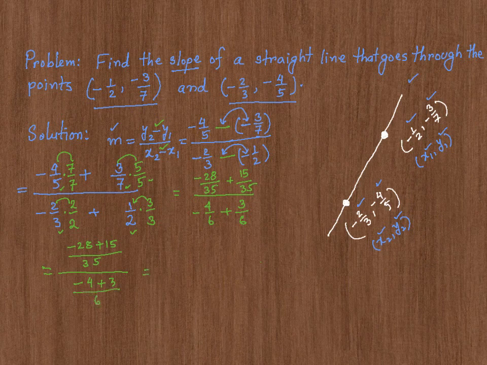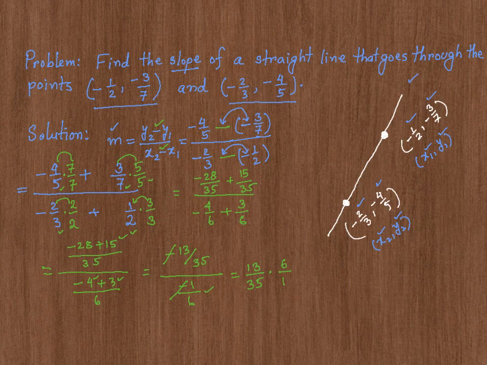And if I continue, negative 28 plus 15 is negative 13 divided by 35. Then the whole thing is divided by negative 1, negative 4 plus 3 is negative 1, divided by 6. Now this negative and this negative are going to cancel out, so the whole number is going to be positive. And now if we simplify it further, it's going to be 13 over 35 times the denominator is going to flip, it's going to be 6 over 1.